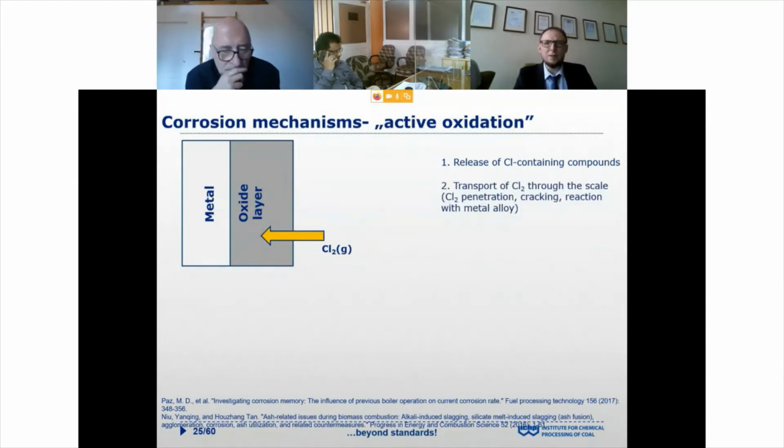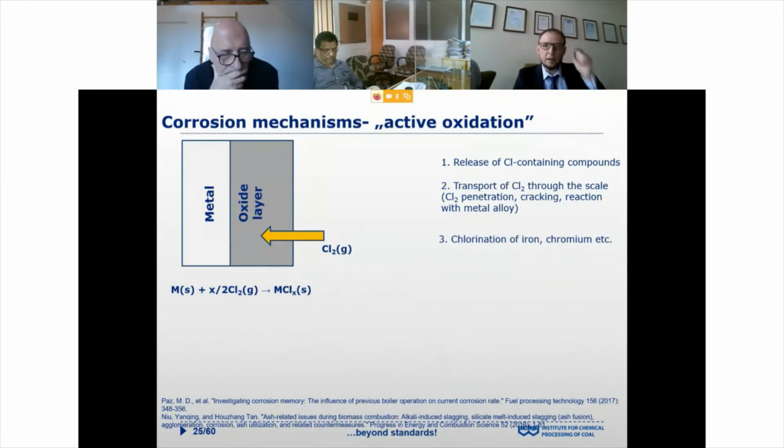The second step is the transportation of the chlorine through the scale, the oxide layer. So the chlorine penetrates this oxide layer and creates some cracking, a very porous, cracked scale, and reacts with the metal alloy. Well, the next step is the chlorination of metals, iron, chromium. The metal reacts with the chlorine and creates the metal chloride.